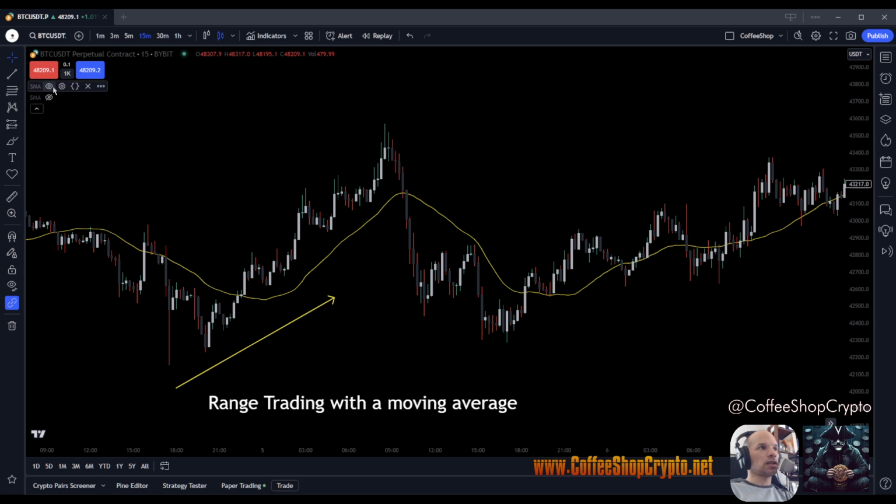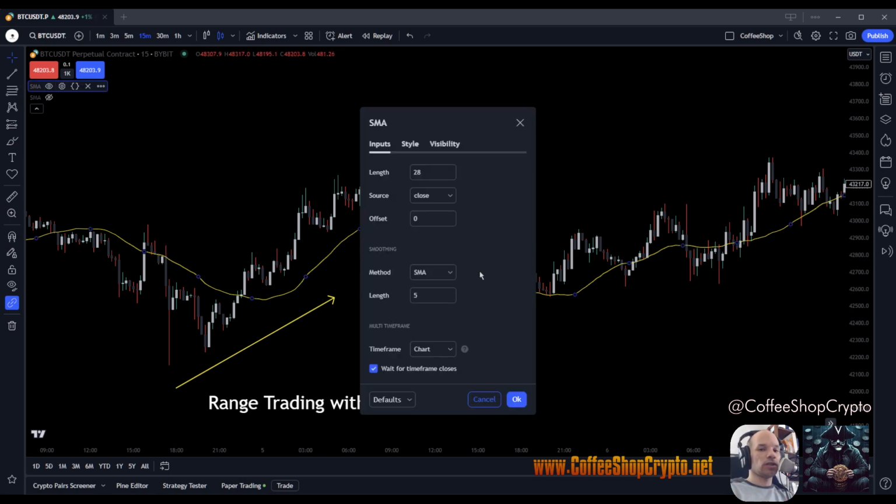I'm going to go into the settings on mine, and you can set yours for whatever you like. I'm choosing a slightly higher length than I normally would for my short term, right? For my short term, I choose a 14, and then for the longer term, I choose a 28 and then a 50 and so on and so on. But in this case, I'm just using 28 so you can see the movements. I'm on a 15-minute chart, right? So I'm going to use 28.